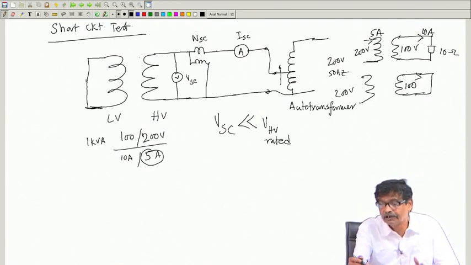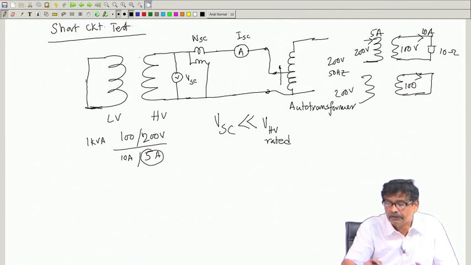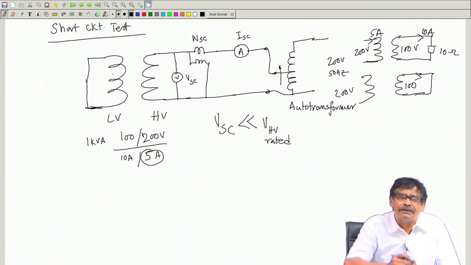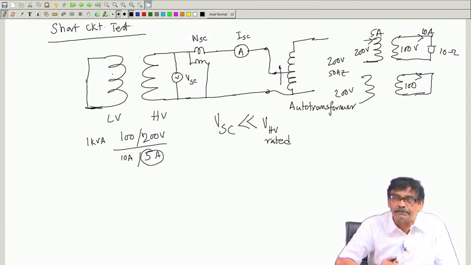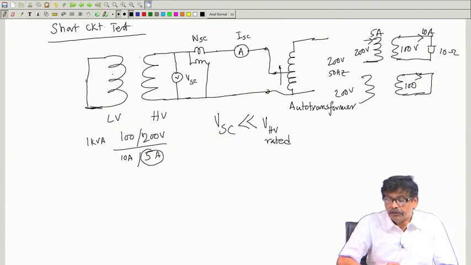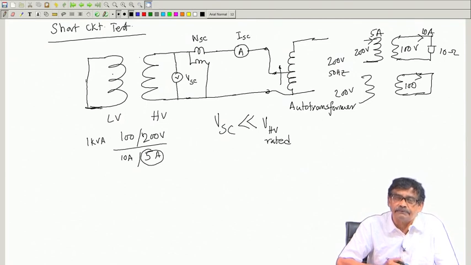I will connect an auto transformer, I will get a variable output voltage, and therefore, I will only go up to that voltage which will make this current rated. Of course, one can go 5%, 10% higher than the rated current, that is not a big issue, but certainly do not apply 200 volt. So, during the short circuit test, I am applying a little voltage compared to the rated voltage.